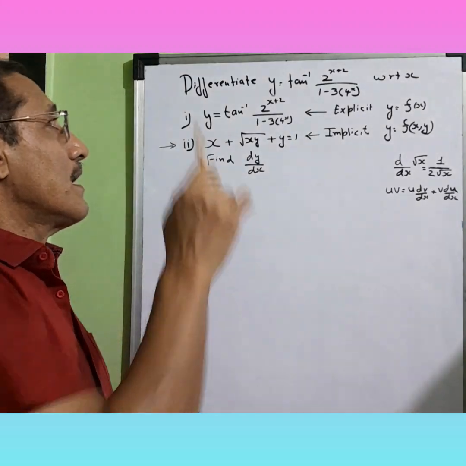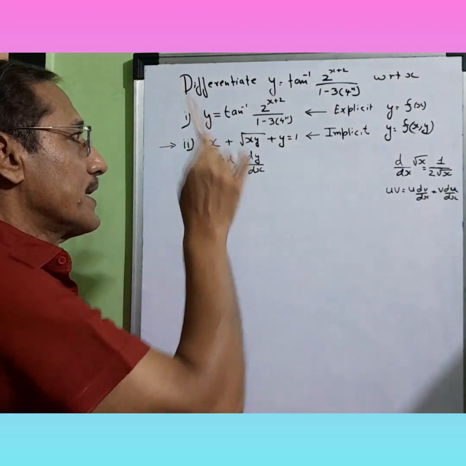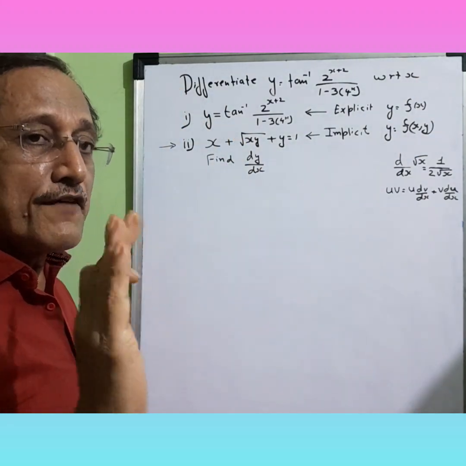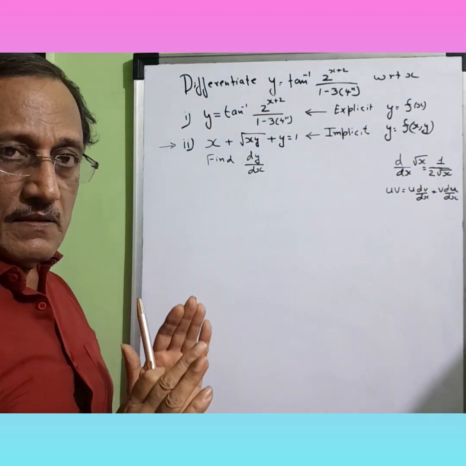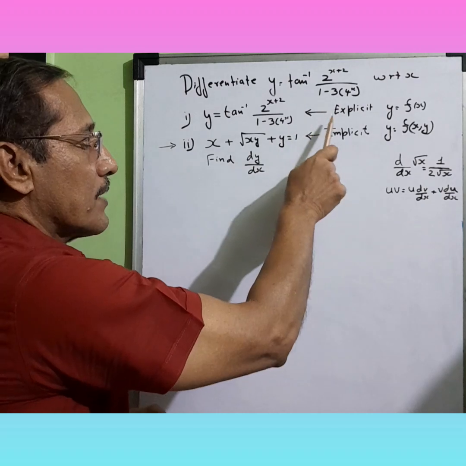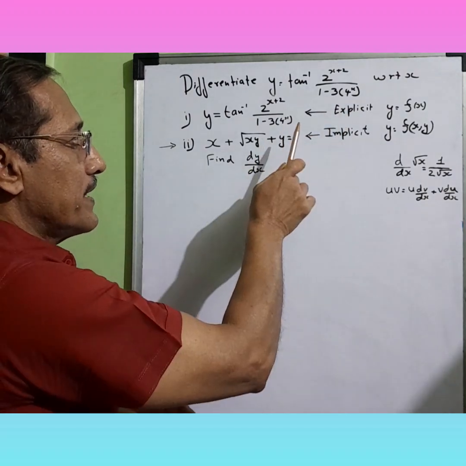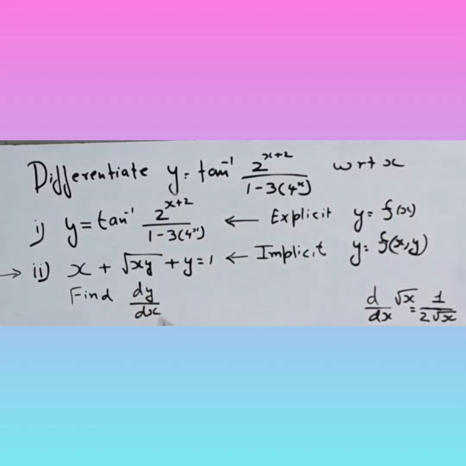Hi guys, again we are into differentiation, but here we are trying to find the difference between explicit and implicit functions. When we talk about an explicit function, we find that it is f(x). What do we mean by that? When we talk about an implicit function, we find it as y = f(x, y). What's the difference? The difference is xy versus x.